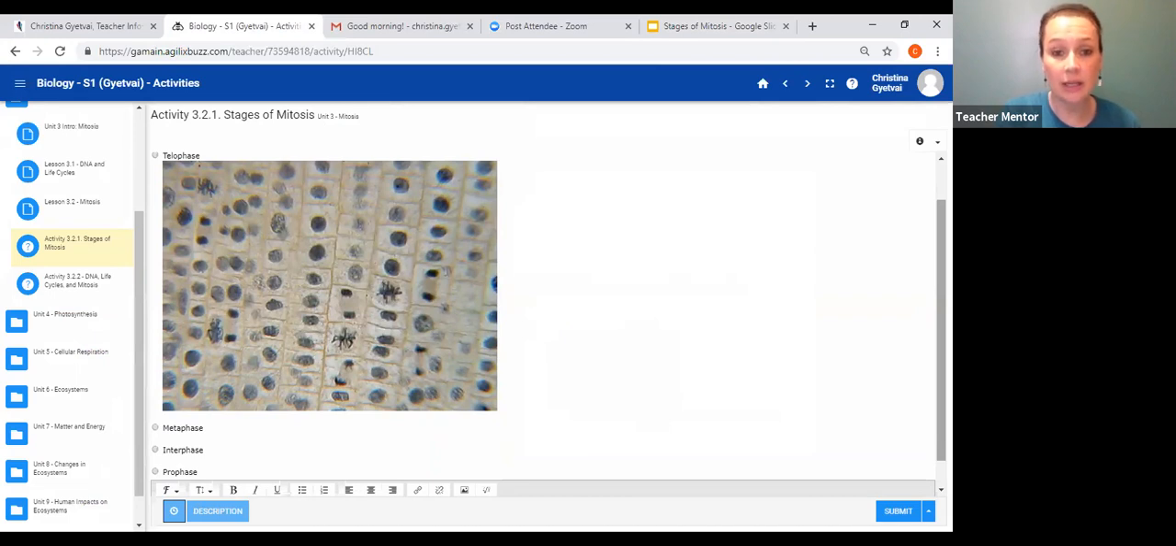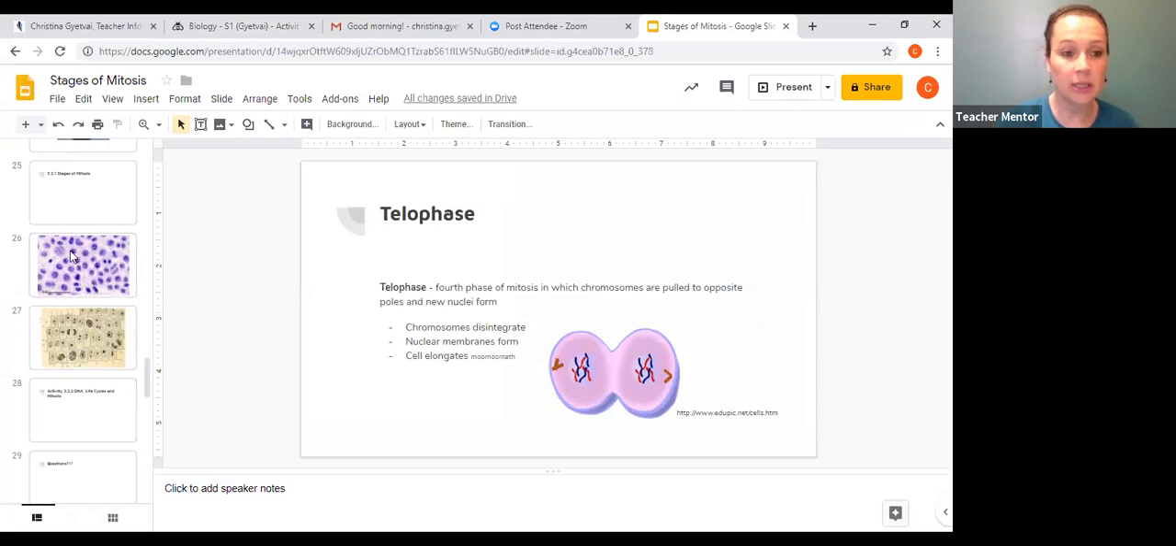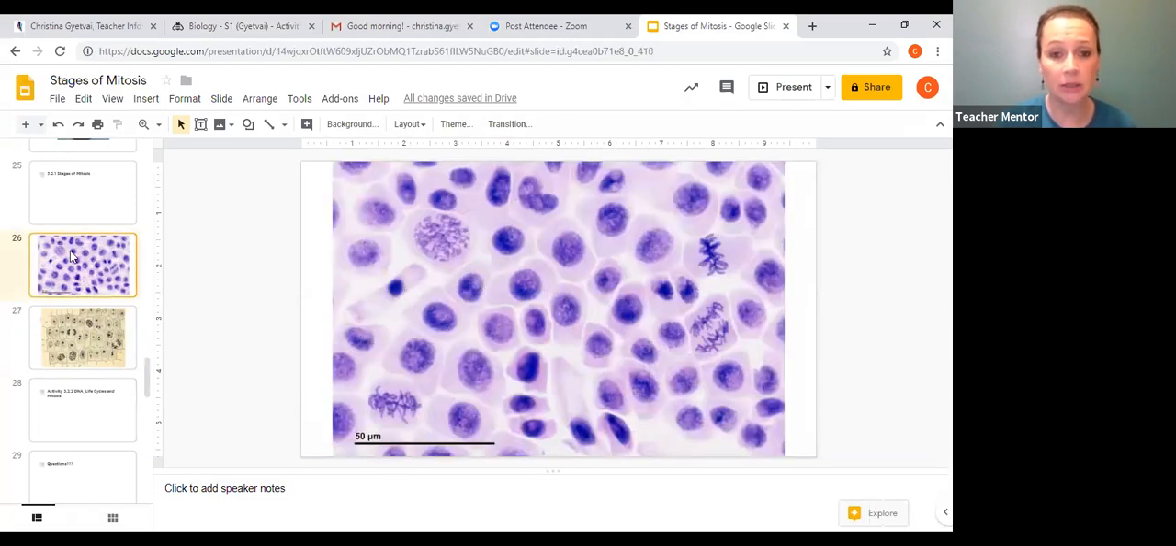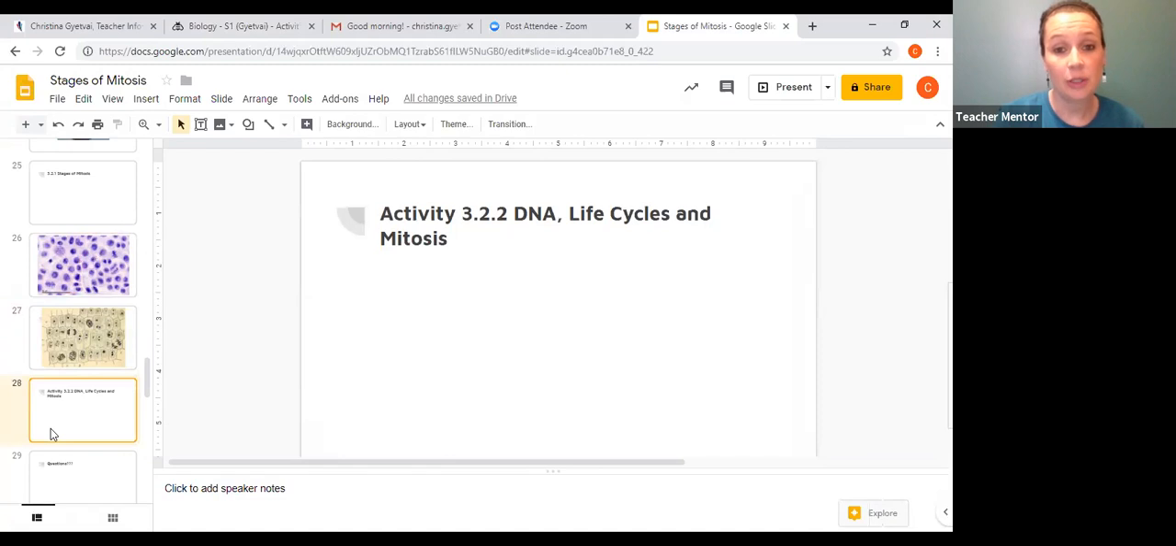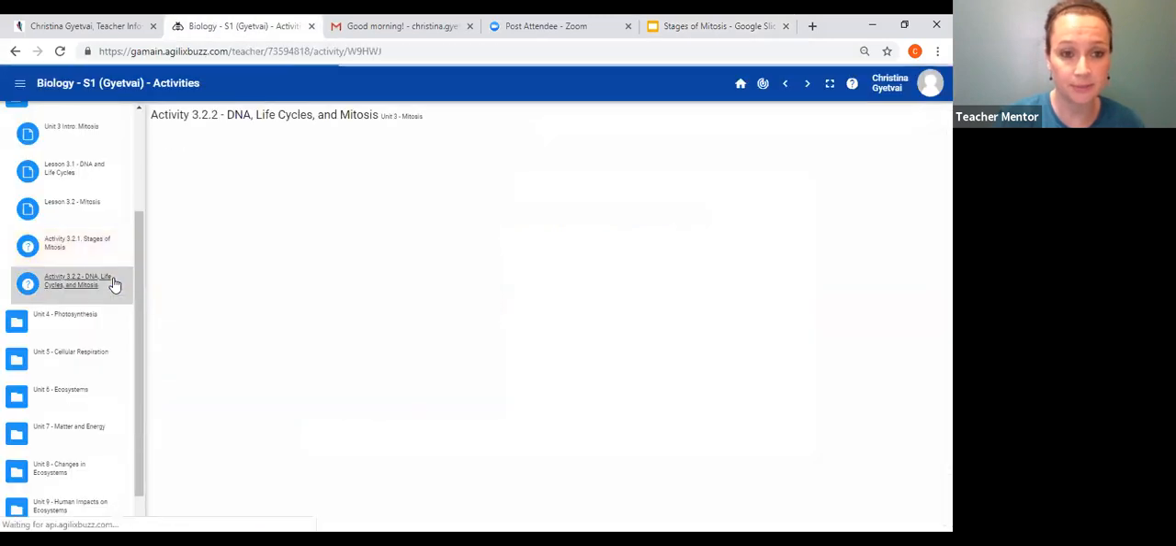When you do this, again, the most important part of this is your explanation. Your explanation tells me that you are fully understanding the different stages of mitosis. So you can always maybe Google some onion cells and kind of get your eye trained to see those different cell stages and then go back to the one on your homework if that helps. Okay. I also wanted to look at 3.2.1 DNA, life cycles, and mitosis. So we'll go back to that assignment.